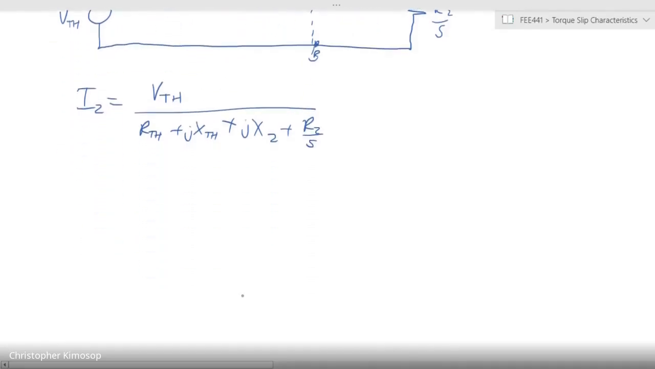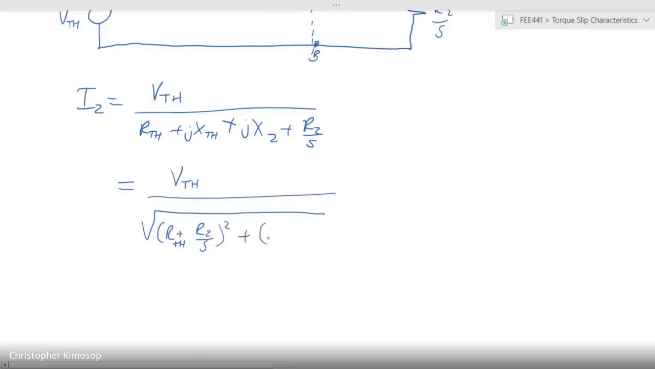Now, if we want to get the magnitude of the same, we would be able to modify it even further, and you would get the square root of the squares of the real elements plus the imaginary or reactive elements. Okay, and that would give us I2, right?